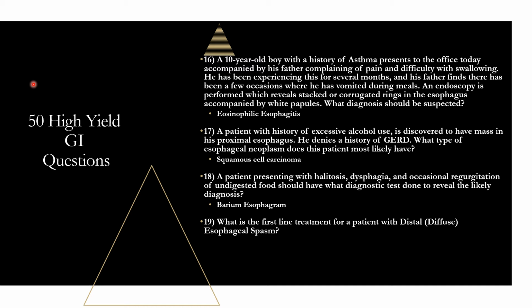Question 19: what is the first line treatment for a patient with distal diffuse esophageal spasm? Anytime you see spasm and they want a medication, you should always be thinking of calcium channel blockers. That's one of the main medications for almost all types of spasms, whether it's a coronary vasospasm, like in cocaine-induced MI, or in this case esophageal spasms. Calcium channel blockers are almost always used for that.